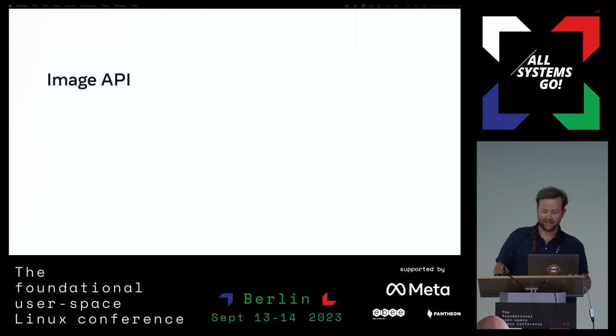So we need an API to align with these goals and make it easier for users to declaratively define a file system.